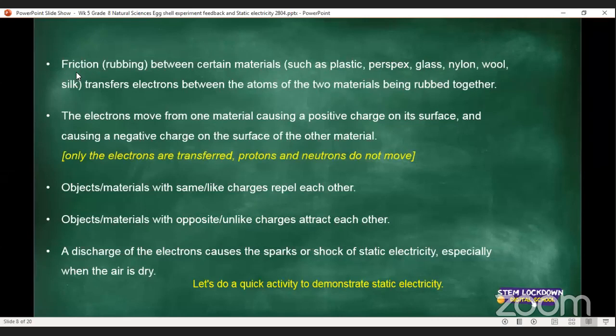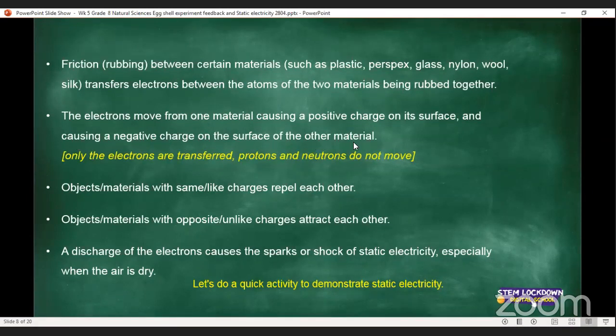Right, so we say friction is caused by rubbing two materials together. Examples of materials could be plastic, perspex, glass, nylon, wool, or silk. The rubbing of these materials together is a transfer of electrons between atoms of two materials. I know that this information is difficult to understand, but if you don't understand it fully right now, it's no problem, because all the other slides I've put on for you basically explain what I've written here.